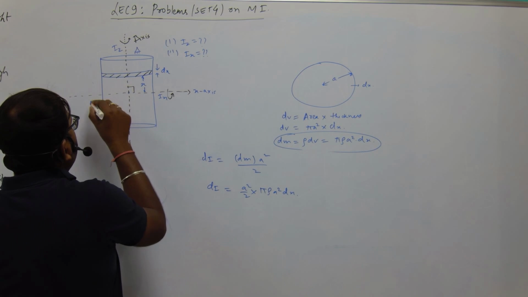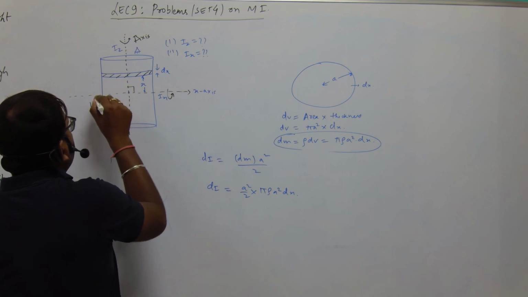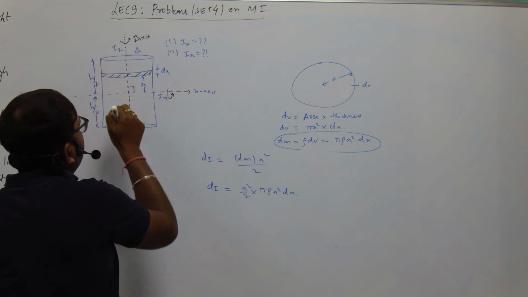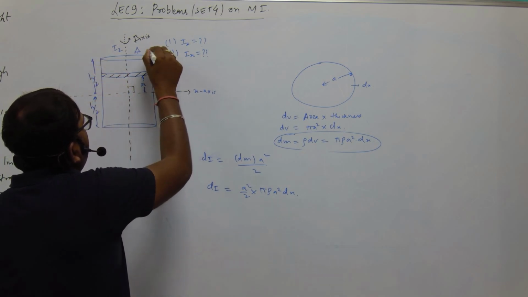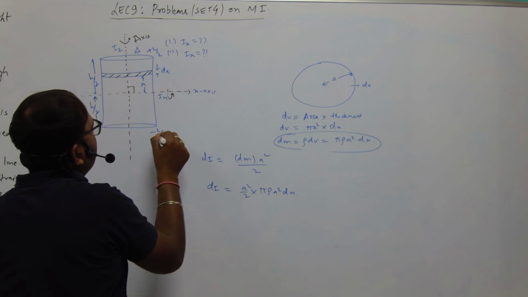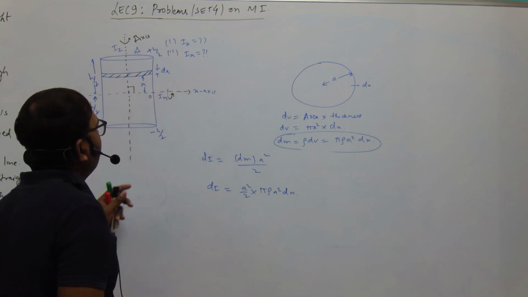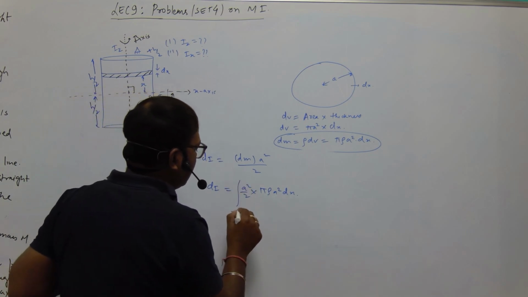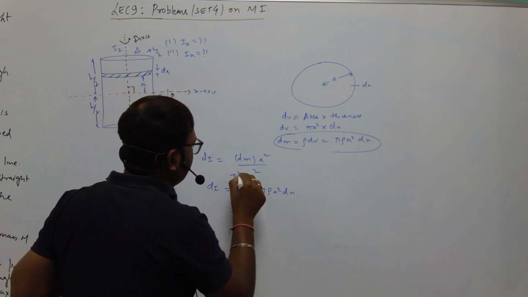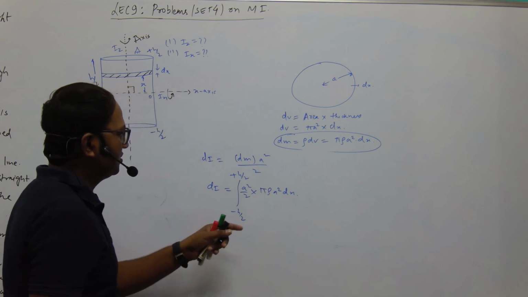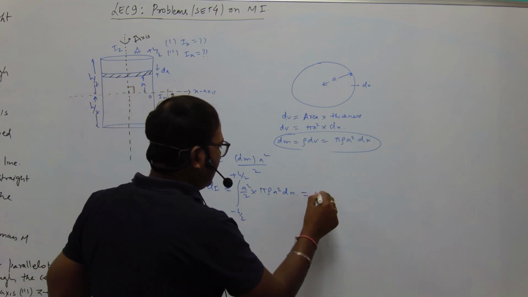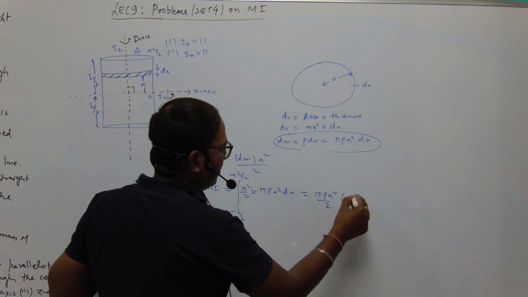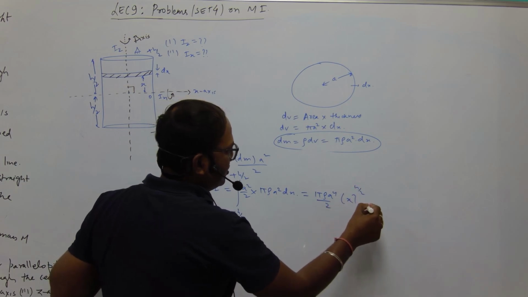The total height is h. So this is h by 2 below the x-axis, and h by 2 height is above the x-axis. The value of x varies from minus h by 2 to plus h by 2, with 0 at the center. Okay, so let us integrate this. So we have this as pi rho a to the power 4 upon 2 into x, and the limit is from minus h by 2 to h by 2.